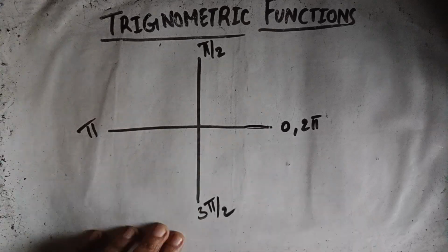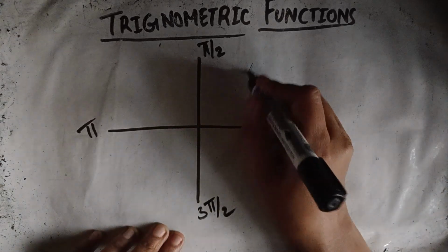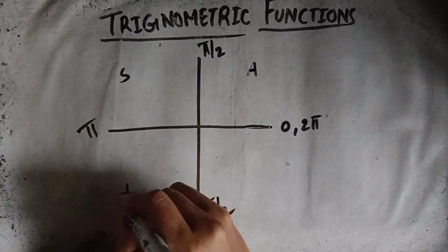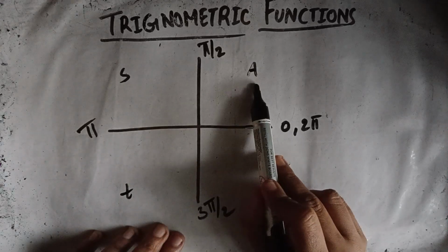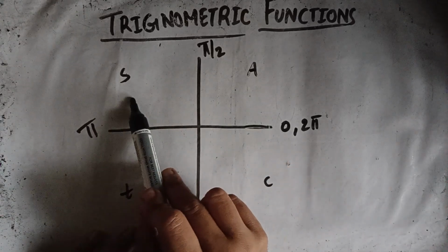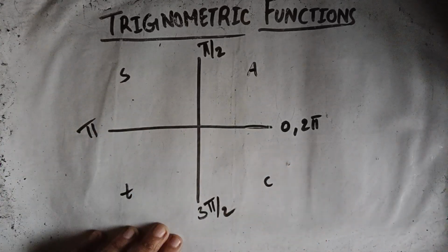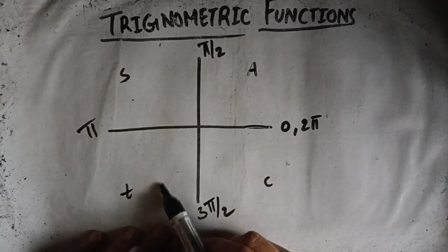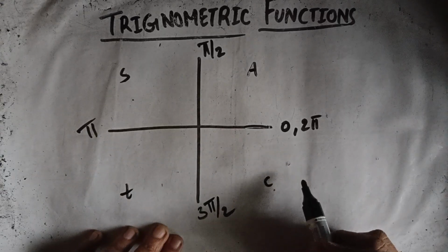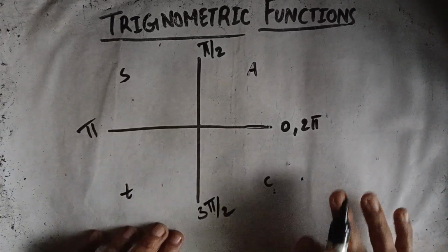So then again we have something like, all students take coffee. That is, all are positive in the first quadrant. Second quadrant, sine and cosec are positive. Rest all are negative. Third, tan and cot are positive. Fourth, cos and sec are positive.